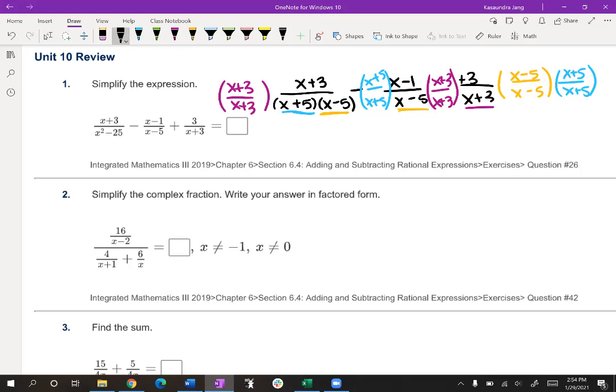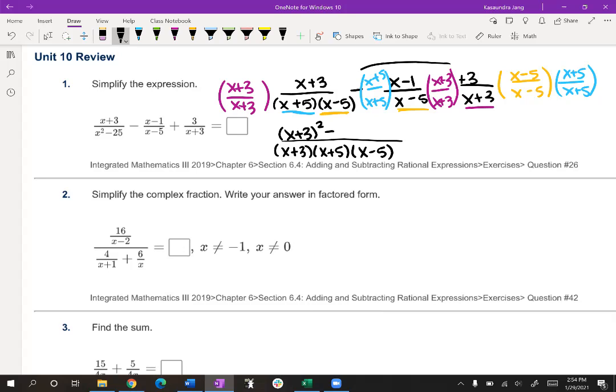So they all have these messy common denominators, but it's all the same. So I'm going to put it all into a single fraction. X plus 3, the x plus 5, and the x minus 5. All right, so that gives me in my first fraction an x plus 3 times another x plus 3. Call it x plus 3 squared.